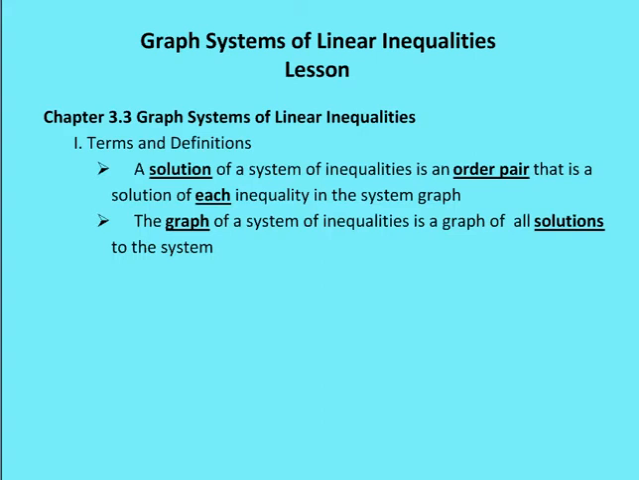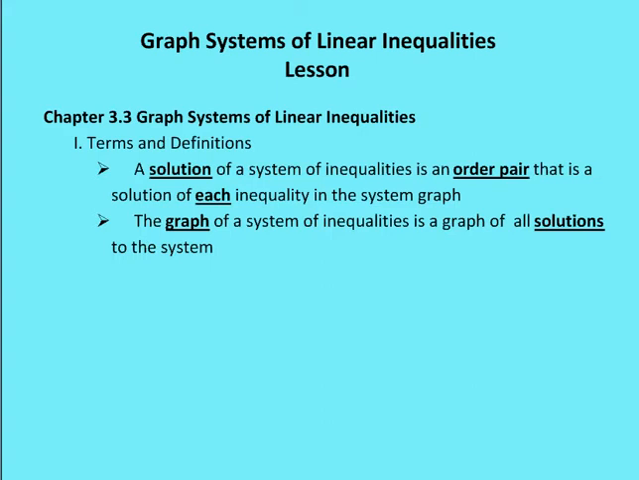So some terms and definitions. A solution of a system of inequalities is an ordered pair that is a solution of each inequality in the graph of the system. So in the system of linear inequalities, we can have no solutions. Potentially, we could have just one solution, or we could have an infinite number of solutions for the linear inequality. All right, the graph of a system of inequalities is a graph of all the solutions of a system. So let me just give you an example before we move on.